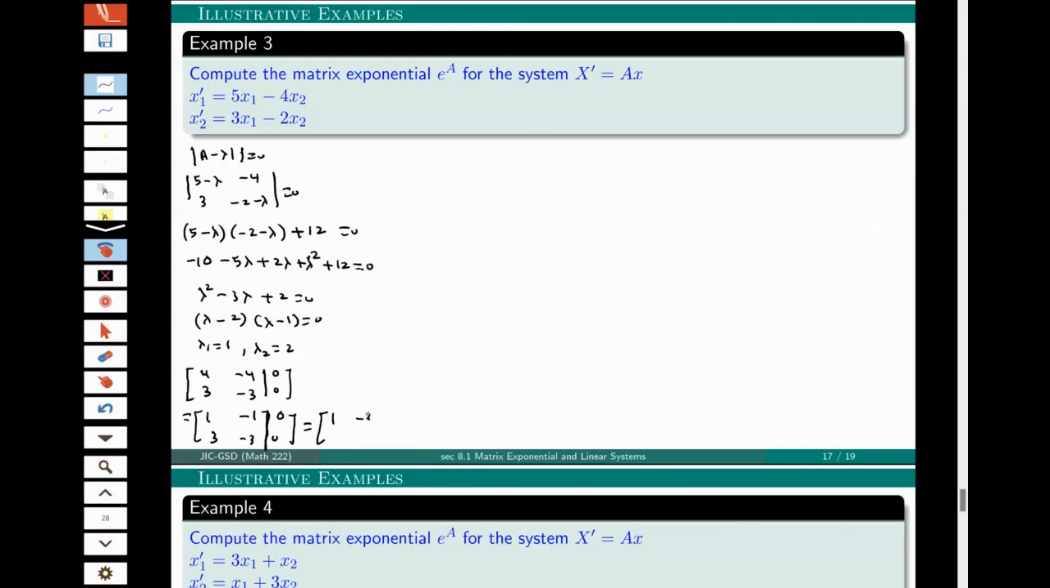we use it. So when we multiply by minus 3 row 1 plus row 2, the whole row will be 0. So I'll get k1 is equal to k2, so the eigenvector will be 1 and 1.